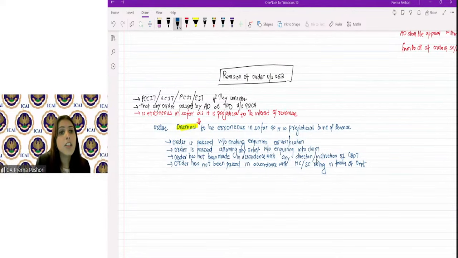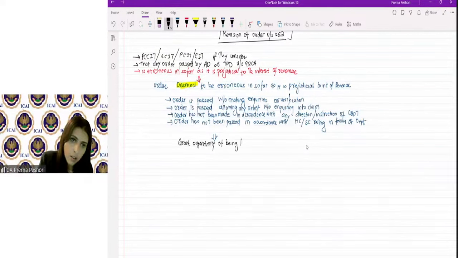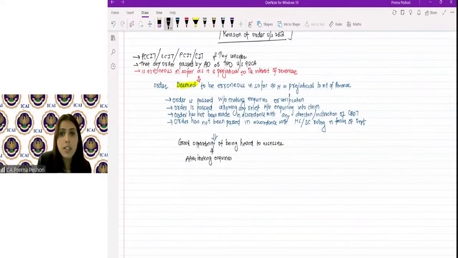So then the revenue shall consider to revise the order. But before that, it has to grant the assessee an opportunity of being heard. And it will make again the inquiries and pass the revision order. So, grant the opportunity of being heard to the assessee, and after making the inquiries, pass the revision order under section 263.